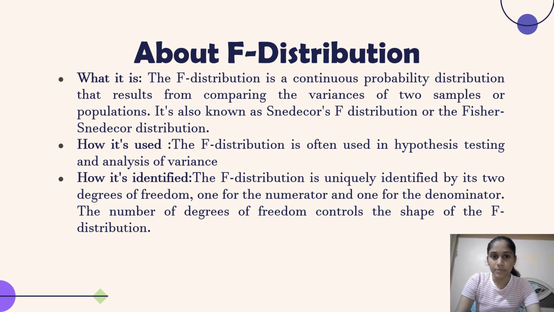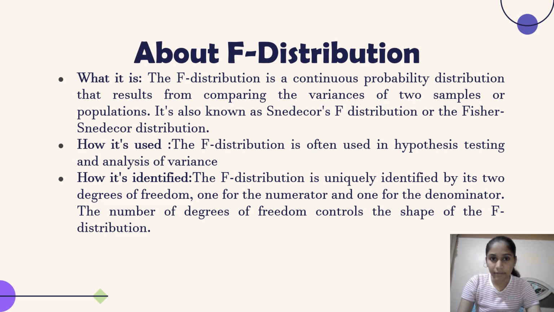About F distribution. What is it? The F distribution is a continuous probability distribution that results from comparing the variance of two samples or populations. It's also known as Snedecor's F distribution or Fisher-Snedecor distribution. How is it used? The F distribution is often used in hypothesis testing and analysis of variance.